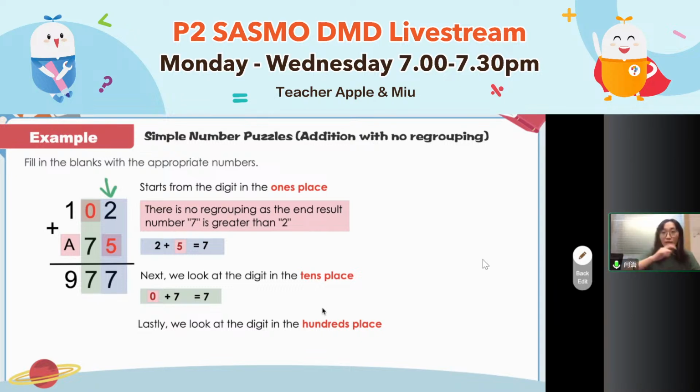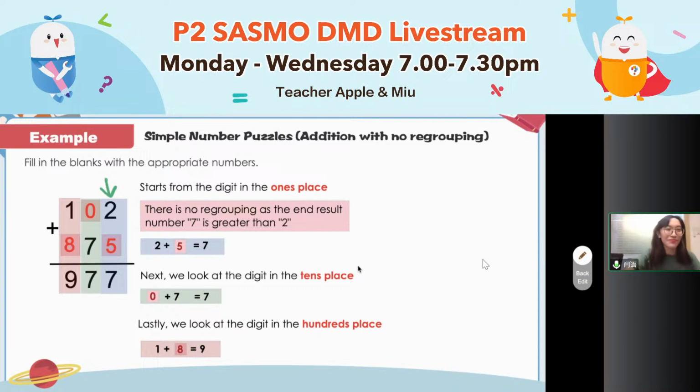So what about A? Again, 1 is a smaller number, but the final answer 9 is a big number. So is there any regrouping? No. 1 plus 8 equals 9. So here we can get A equals 8.